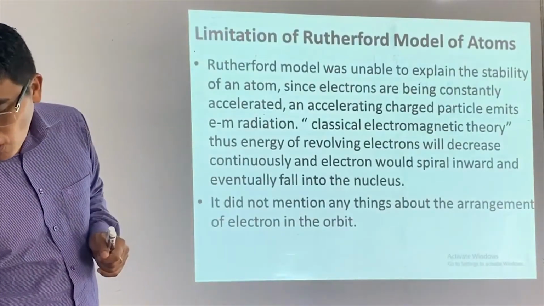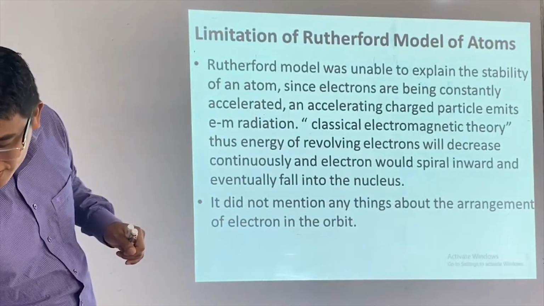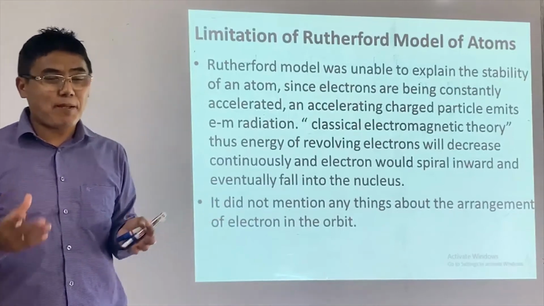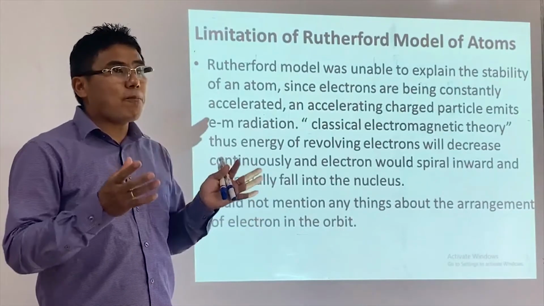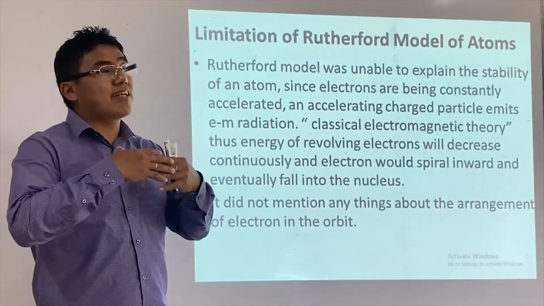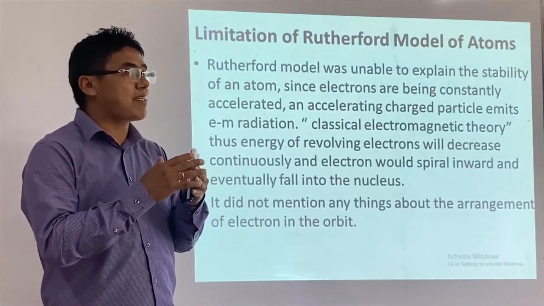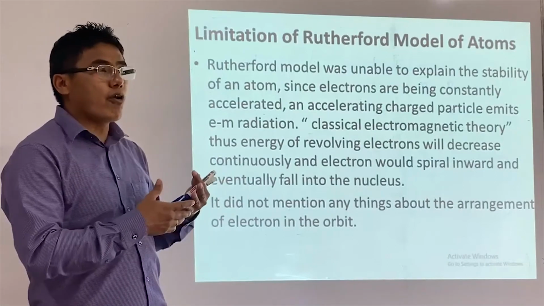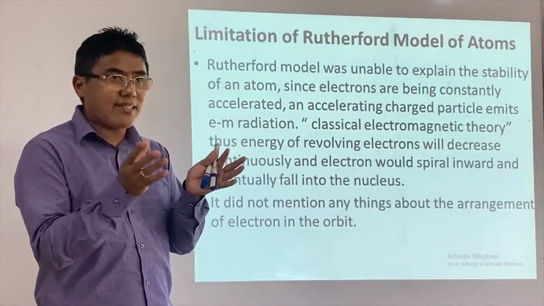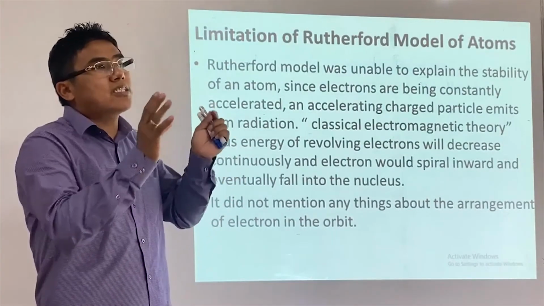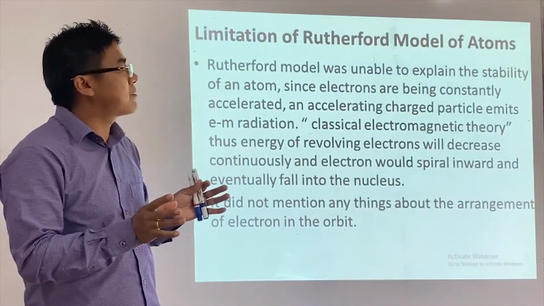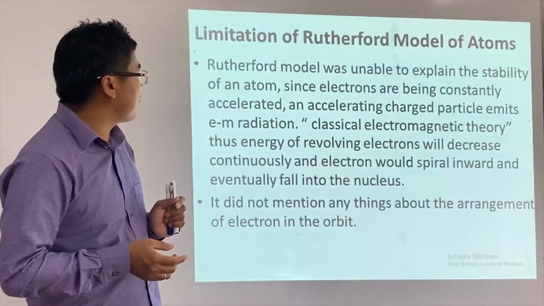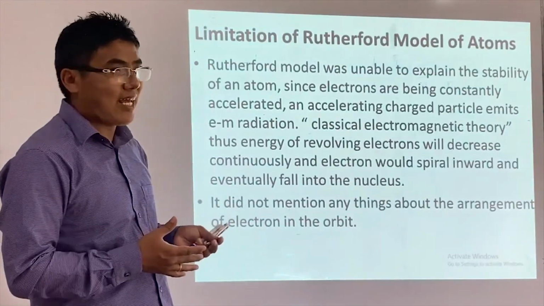So now we would like to talk about the Rutherford model. The very first limitation is that the Rutherford model could not give a relationship between the spectral lines, the spectra of atoms, and his model. Actually, the spectral lines are very much related to the structure of the atom. He was not able to explain the spectral lines of the hydrogen atom. This is the first limitation. Why? Because it is classical.